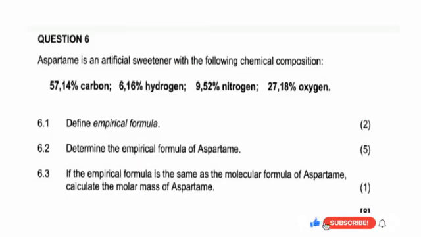Okay, 6.3 says if the empirical formula is the same as the molecular formula of aspartame, calculate the molar mass of aspartame. So that one is just for 1 mark. So that means we have the empirical formula is the same as the molecular formula. That means they will have the same molar mass. The empirical formula will have the same molar mass as the molecular formula. So that means we can use the empirical formula to just calculate the molar mass.